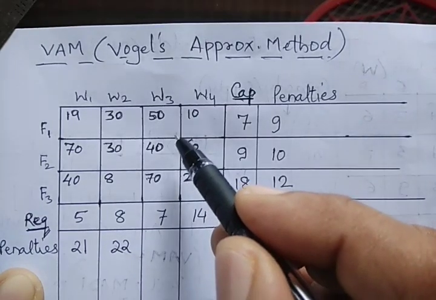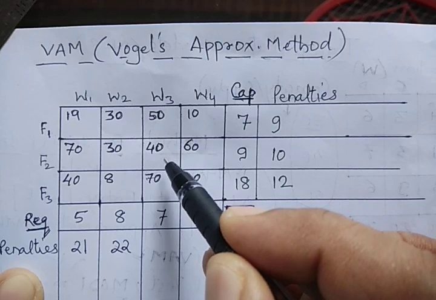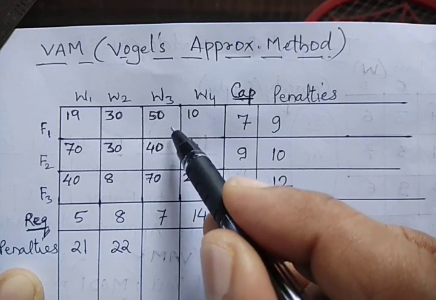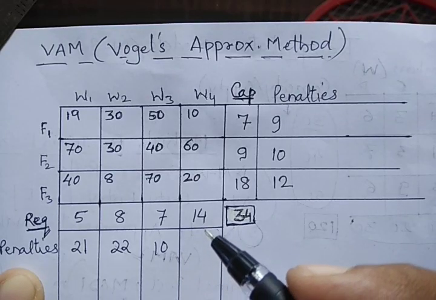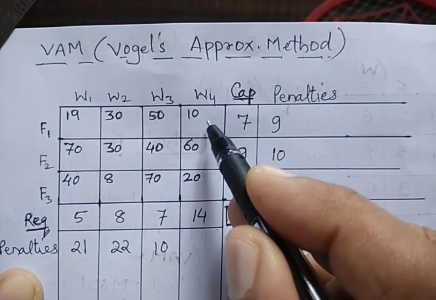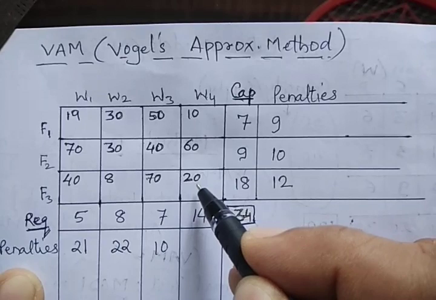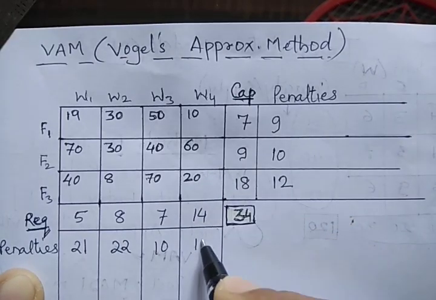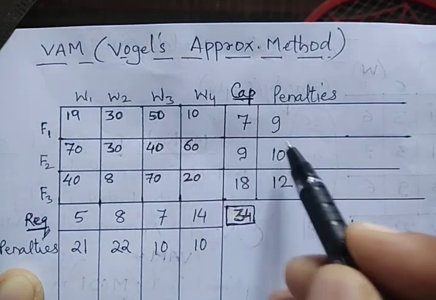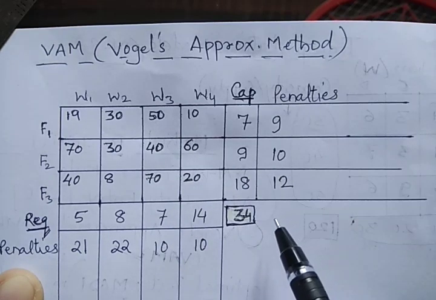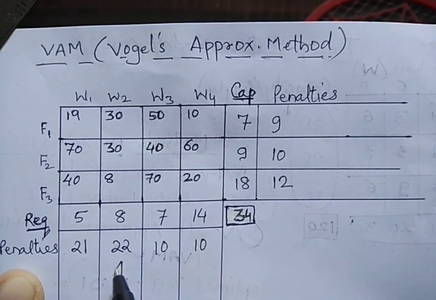Column number 3, what is the smallest cost? The smallest cost is 10, the second smallest cost is 40, so the penalty is 30. Column 4, W4, the smallest cost is 10, the second smallest is 20. Here the penalty will be 10. Correct? So first find the penalty of each row and each column and then select the highest penalty.